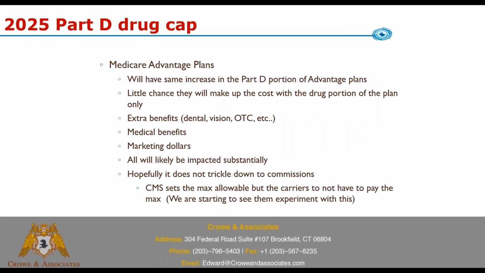Okay, impact on Advantage plans. Well, Advantage plans are going to experience the same thing. I mean, it's the same funding mechanism, more or less. In the Advantage plan, you have a Part D built in, so they're going to experience the same increase in cost. And there's very little chance that they'll be able to do anything within the drug portion to make up for it. I know I've talked to some people who said, well, the drug plans in the Advantage plan will just suck.